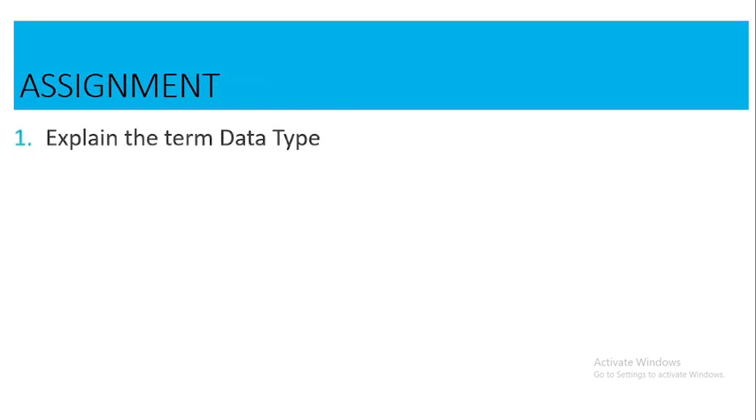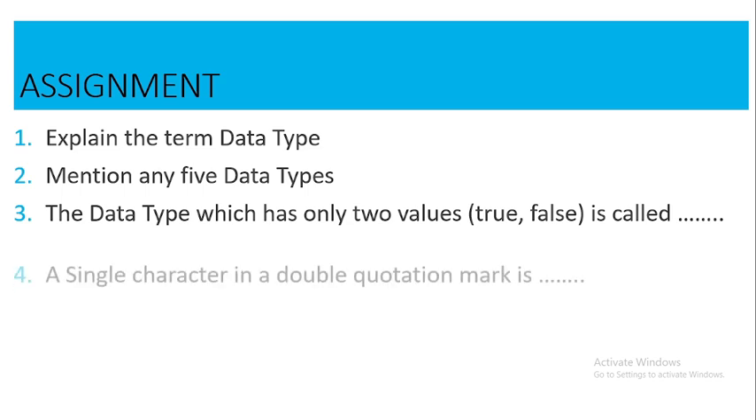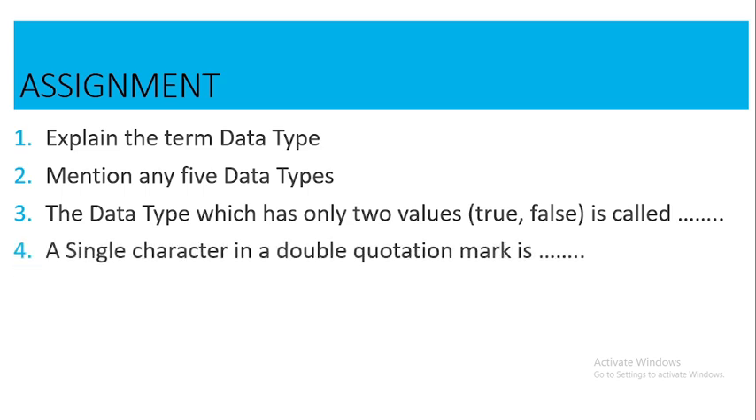Now explain the term data type. Mention any 5 data types. The data type which has only 2 values, true and false, is called a single character in a double quotation mark is.